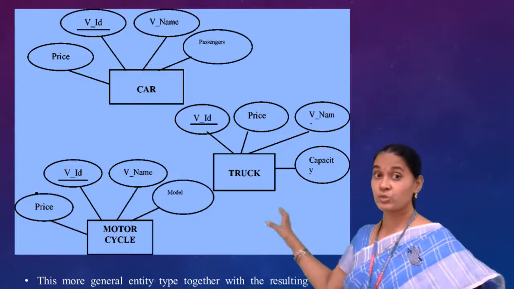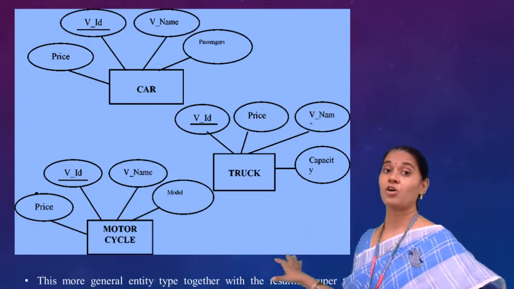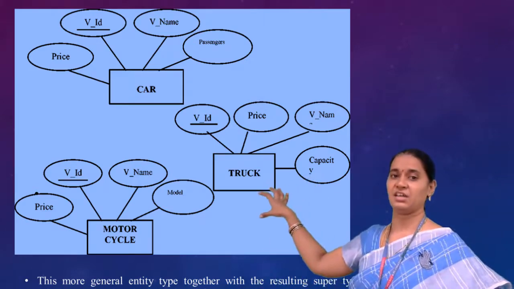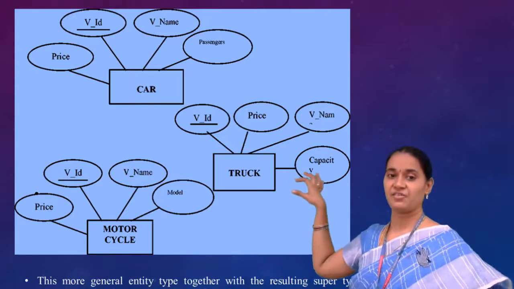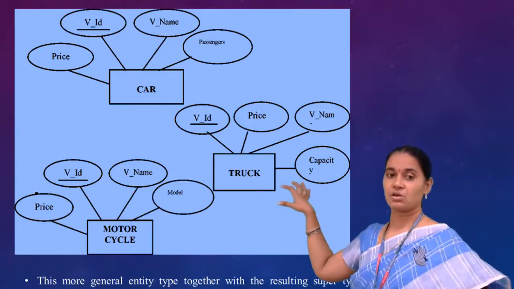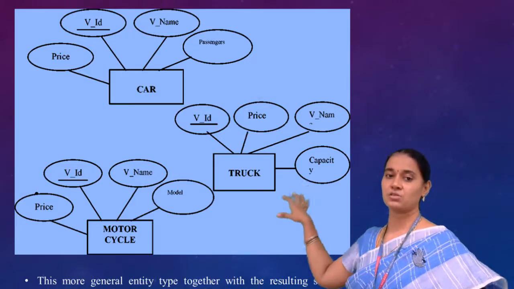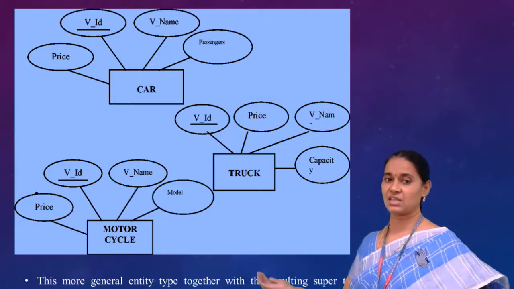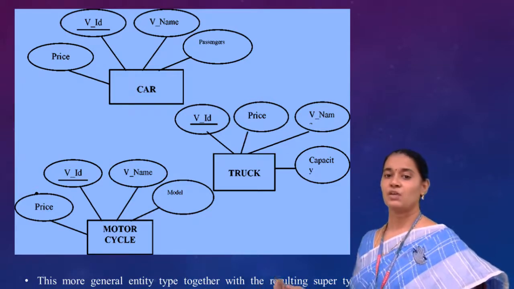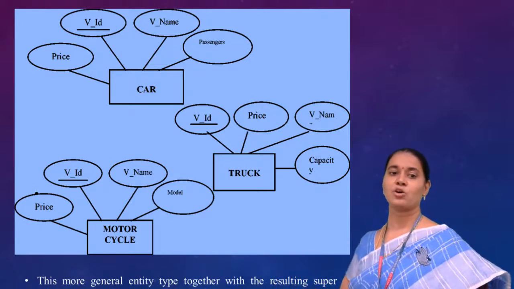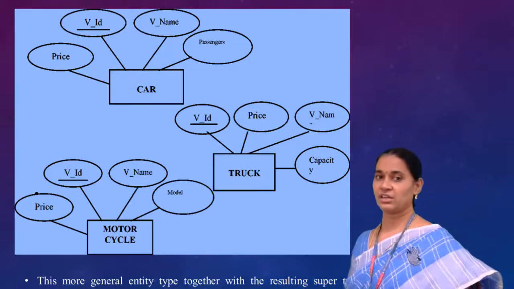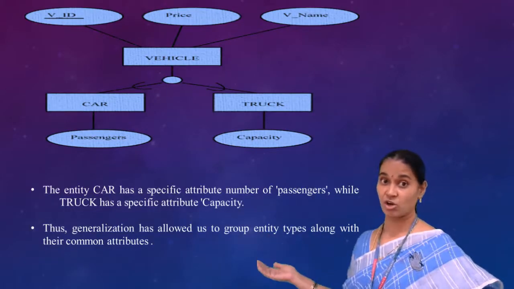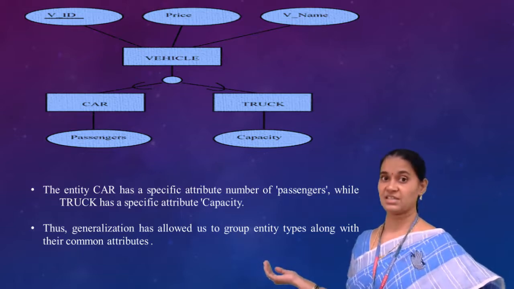Such attributes that are common for all the three entities are brought out and placed separately in one entity, and a new entity is defined for it, which is called the process of specialization. The more general entity types together result in the super type or subtype relationship, which is shown in the following diagram. I am going to represent all these three things in only one diagram. Let us see that diagram.